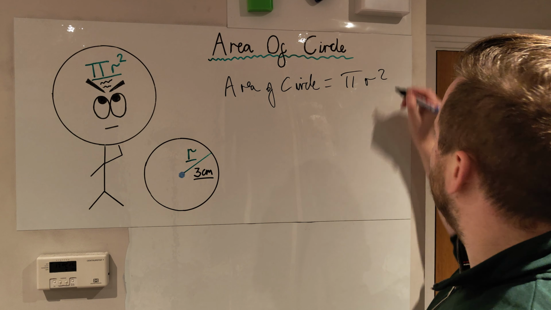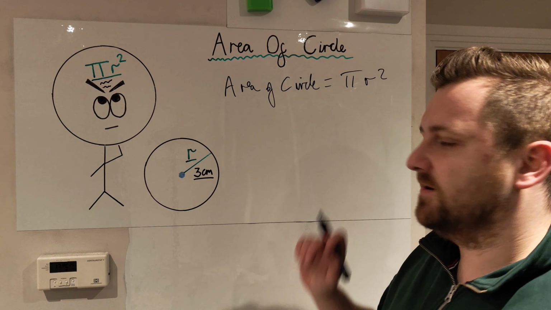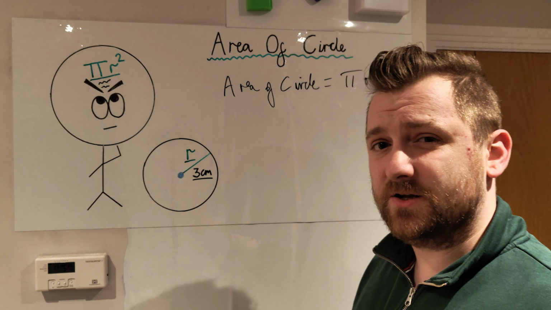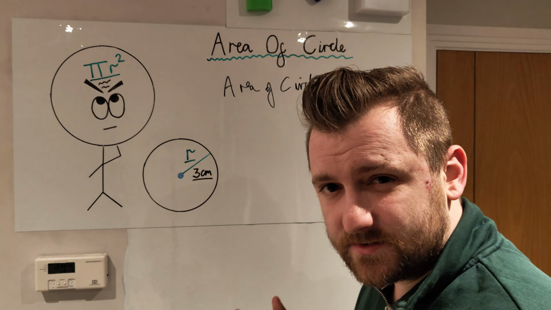Anyway, so it's pi r squared. Ignore the terrible handwriting, but that is the area of a circle. So the most important thing, and the only thing you really need to know, is the radius. Now that's because we know what pi is. It's a constant.